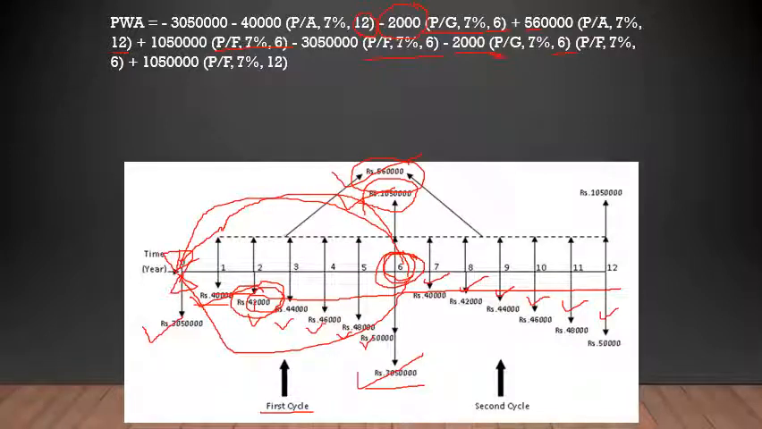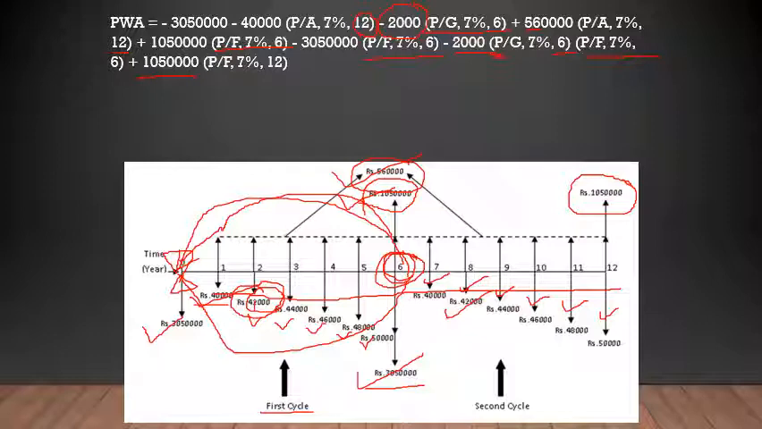Which factor I have to use? P by F comma 7 comma 6. Why n is equal to 6 there? Because it is at a distance of 6 years from now. Convert that. Okay. Second cycle's G is also over. Put a tick mark. What else remains? The last salvage value. That is the salvage value of the second cycle. How much is that?